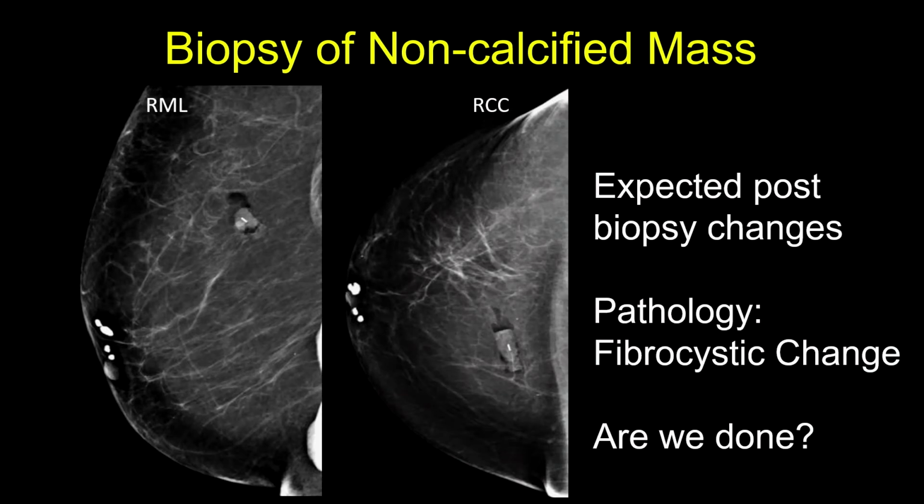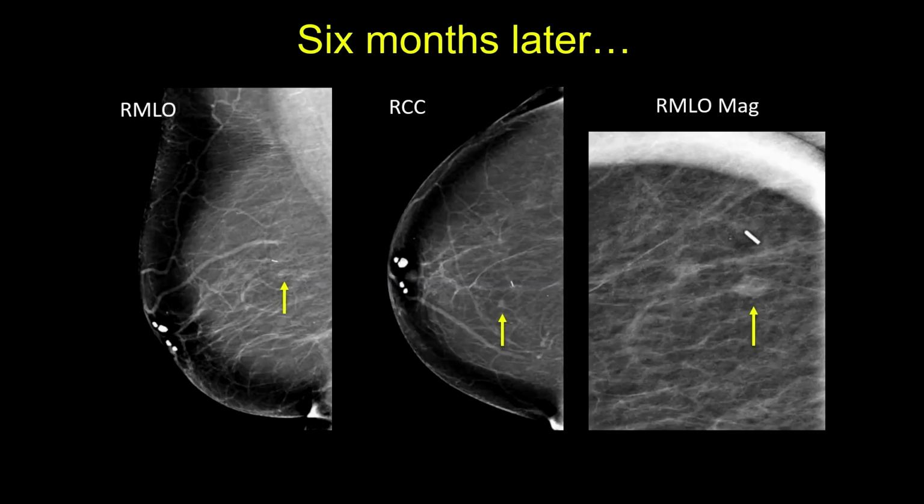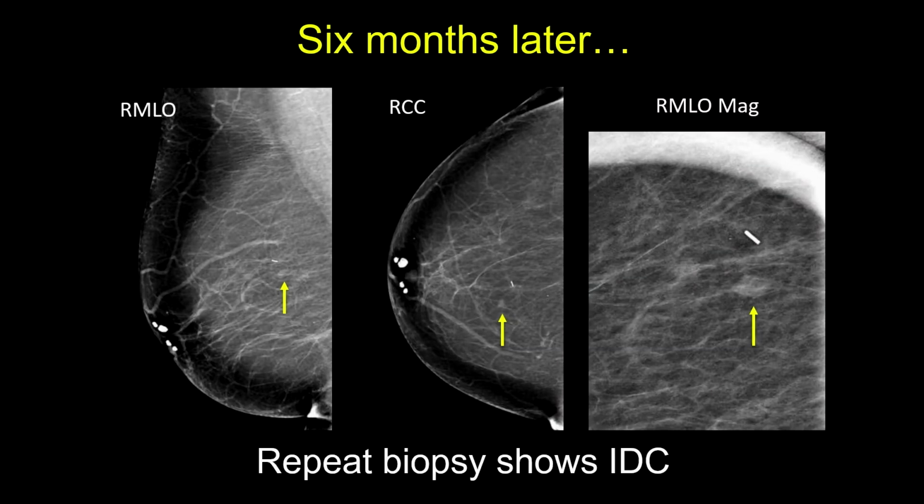It was a new mass that had developed. It looked a little irregular, but maybe it was some kind of fibrocystic change. So they ended up doing a 6-month follow-up. And in this case, you can now see that the biopsy clip, after all the biopsy changes went away, is removed from the actual mass, and the mass had actually gotten a little bit bigger. So this then had a repeat biopsy and turned out to be invasive ductal cancer.